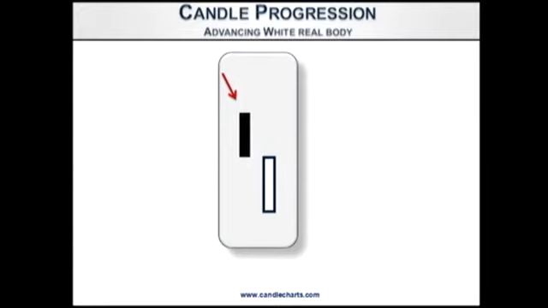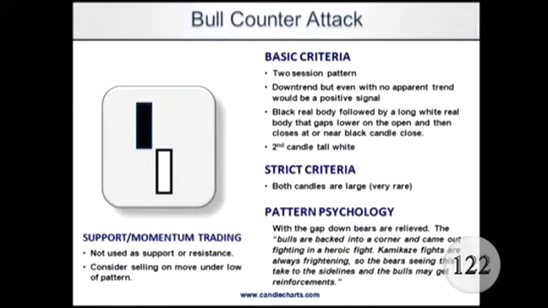Now notice that there's a red down pointing arrow here. That means this particular pattern has to be in a downtrend. This particular pattern has to be in a downtrend, or I should say, it should be in a downtrend. This one should be. It's not that important for this one or that one. For the bullish counterattack, it's a two-session pattern, but I would like to see it in the downtrend, but it's not 100% vital that it's going to be in a downtrend. I'm going to explain why in a couple of minutes.